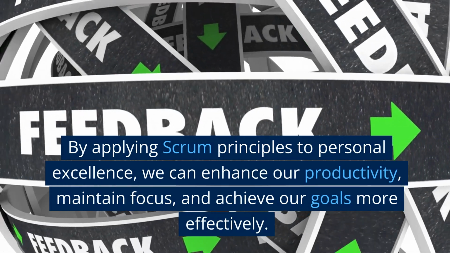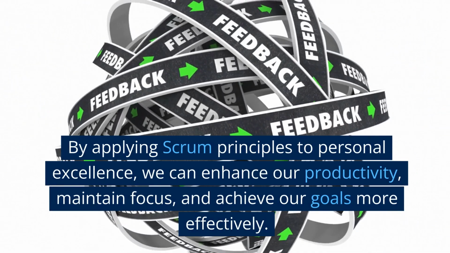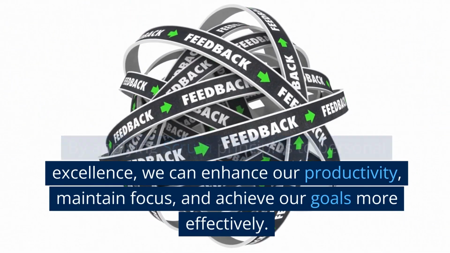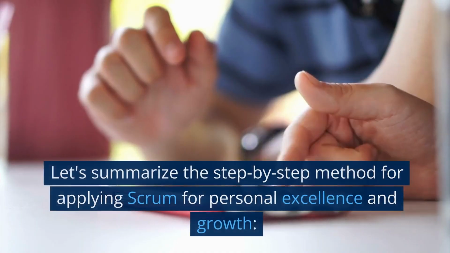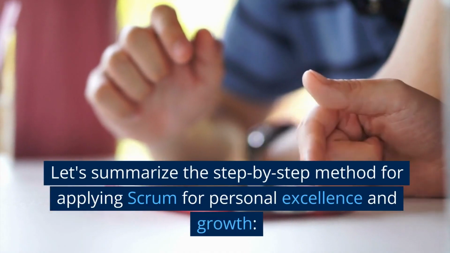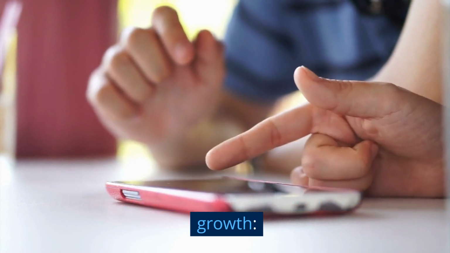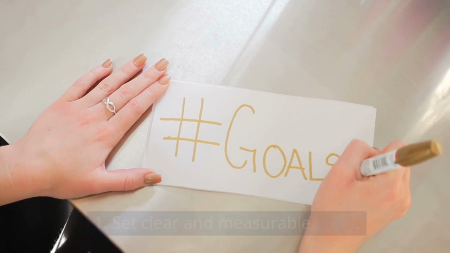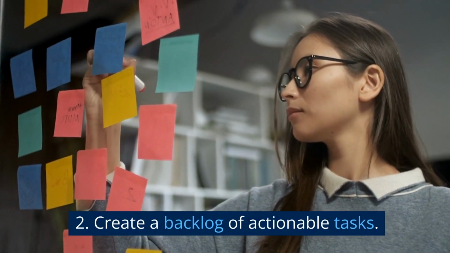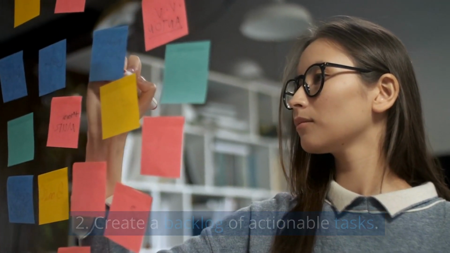By applying Scrum principles to personal excellence, we can enhance our productivity, maintain focus, and achieve our goals more effectively. Let's summarize the step-by-step method for applying Scrum for personal excellence and growth. 1. Set clear and measurable goals. 2. Create a backlog of actionable tasks.